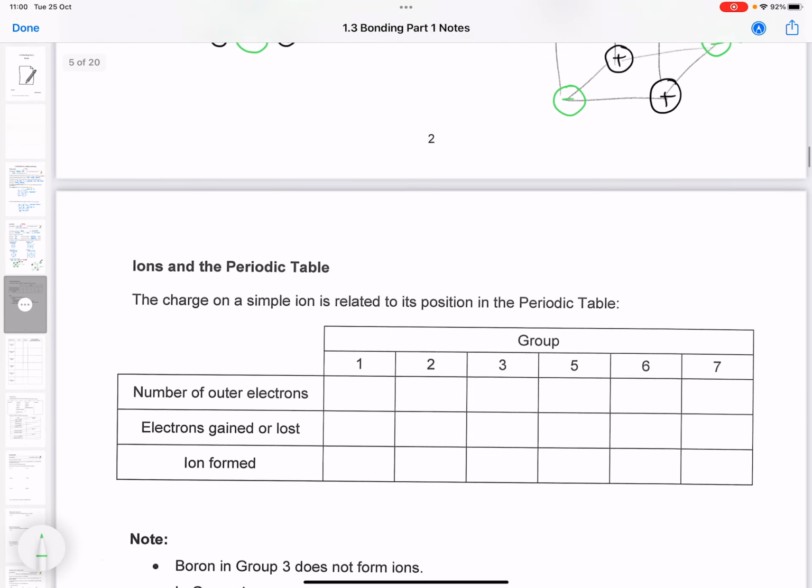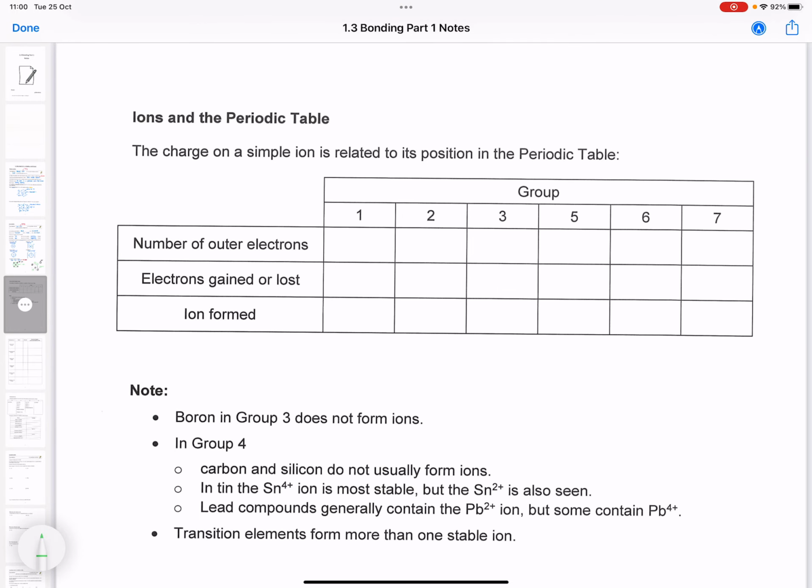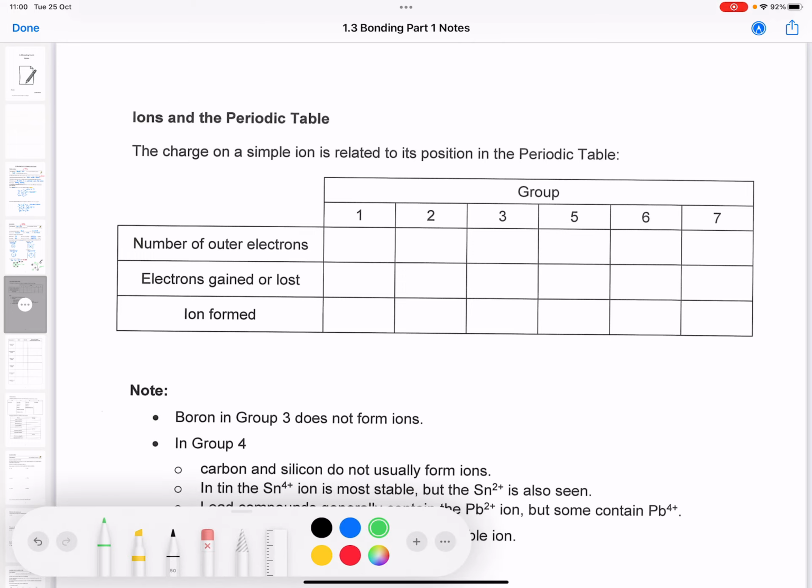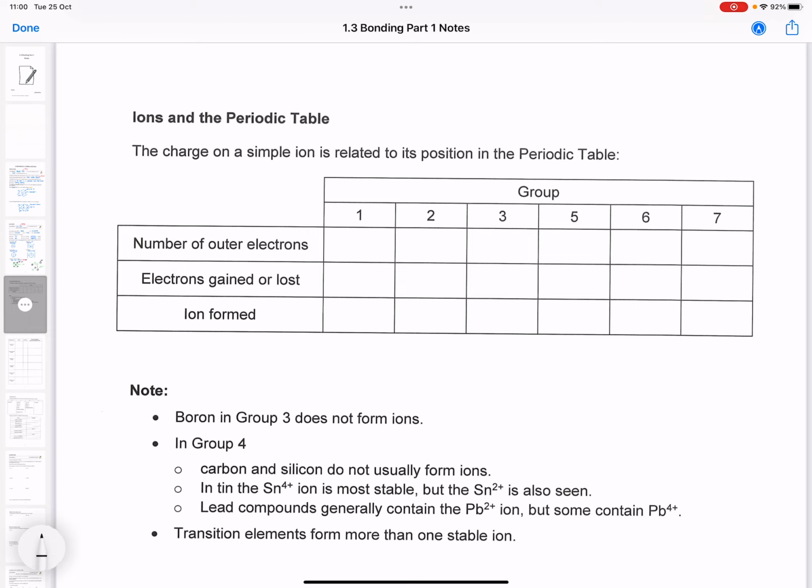So we can go a little bit further with our ionic bonding and then tie it back to our formulas that we did earlier on. So just remember that from our periodic table, if you're in group 1, you have 1 outer shell electron, and then you would lose that to become a 1+ ion. If you're in group 2, you have 2 outer shell electrons, and you would lose both those 2 to become a 2+ ion. Group 3, you would lose 3 to become a 3+ ion. Then we've noticed we've missed out group 4 because things in group 4 tend to form covalent bonds, not ionic.